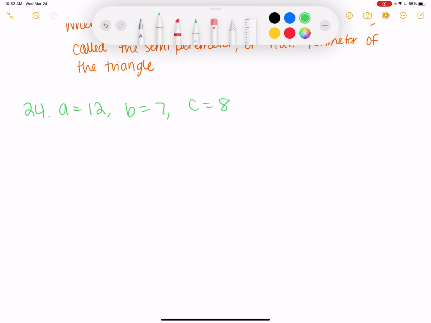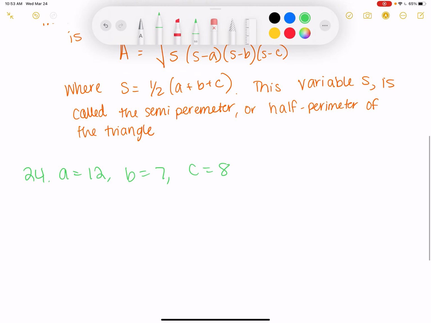So, the first thing you need to do is find S. Okay? So, we need to use this formula up here. S is equal to 1/2 times A plus B plus C. So we're going to do S is equal to 1/2, and then in parentheses 12 plus 7 plus 8. And let's see, 27. So 27 over 2. I would convert these to decimals. This is one of the rare times where I'm like, yeah, use a decimal instead. So 13.5.